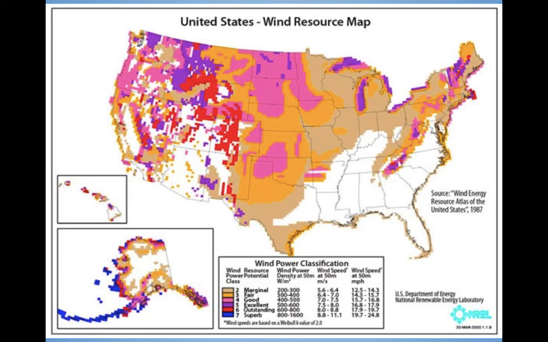Okay, so this first one, this is a thematic map. This one is showing you a wind resource map. So it's basically showing you how windy places get in regards to how much power is generated by wind, okay? This is from the U.S. Department of Energy. Okay, so this is a thematic map.